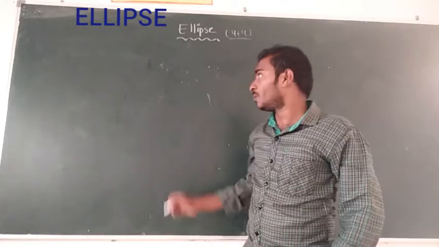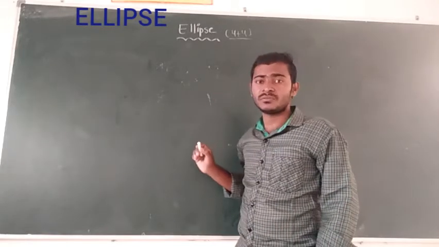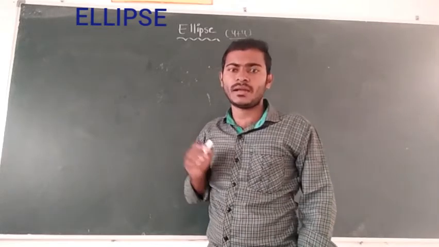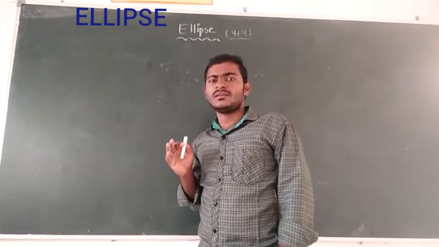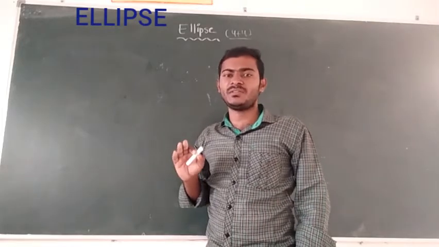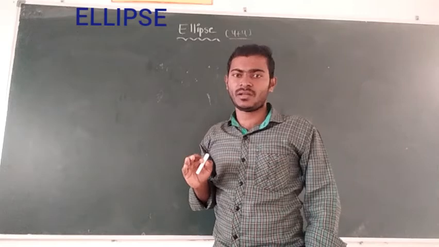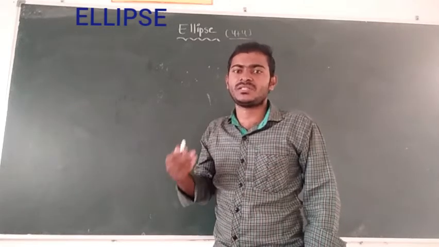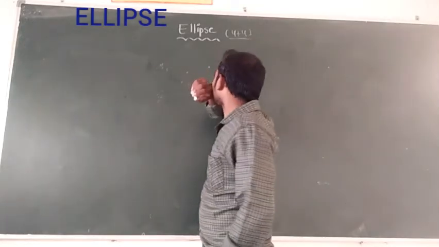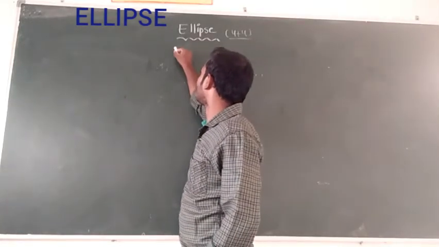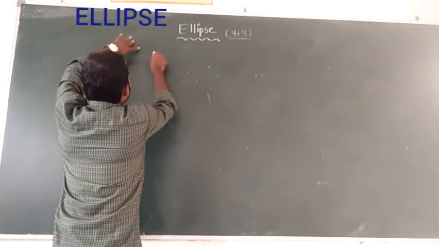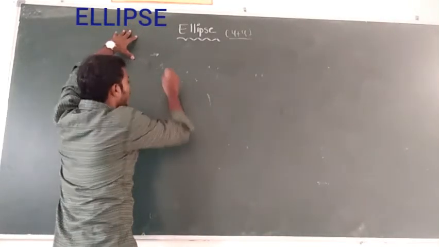Now, coming to ellipse, ellipse, parabola and hyperbola are similar topics. We will see the similarity between them in further classes. Now coming to our point, ellipse. What are the topics we discuss in ellipse?